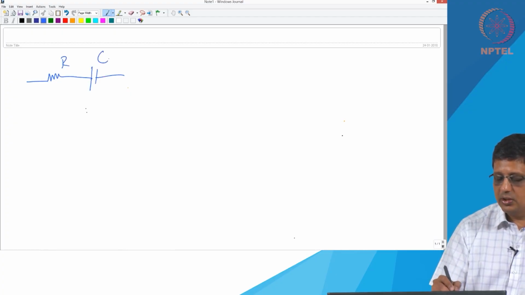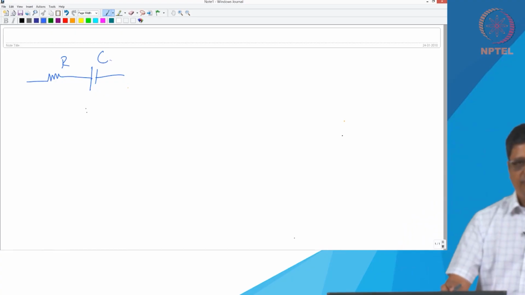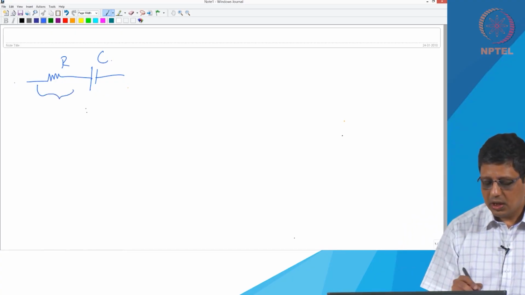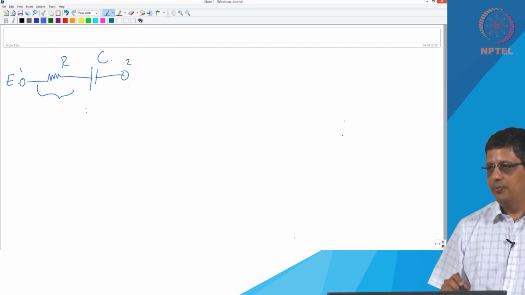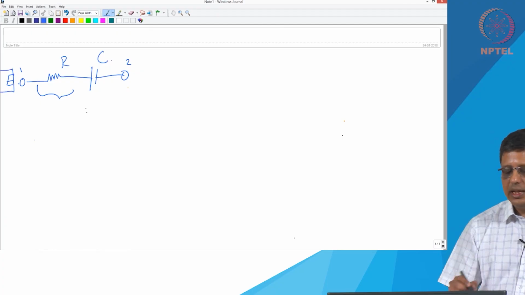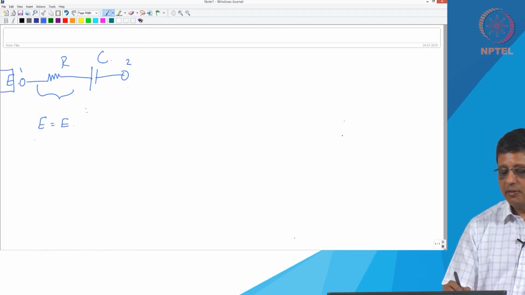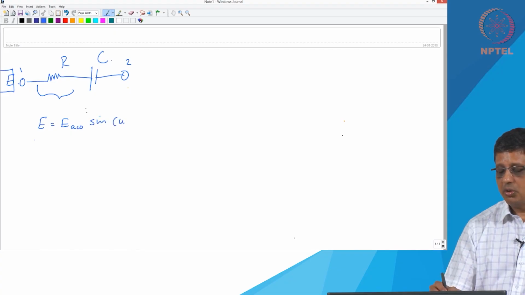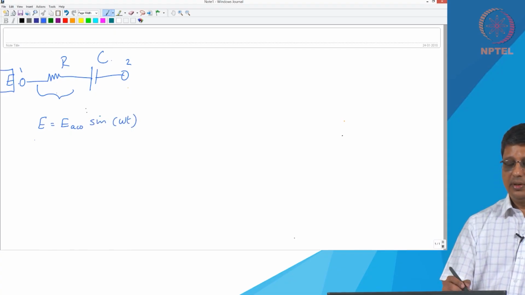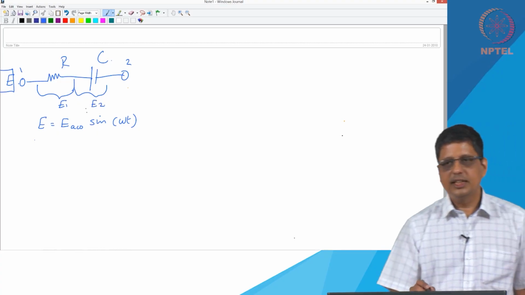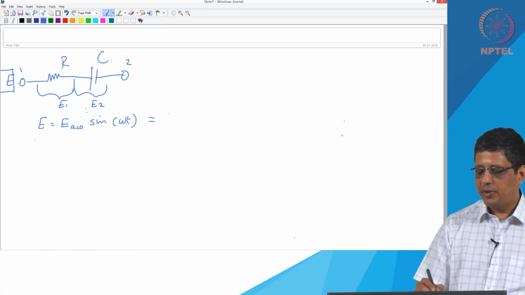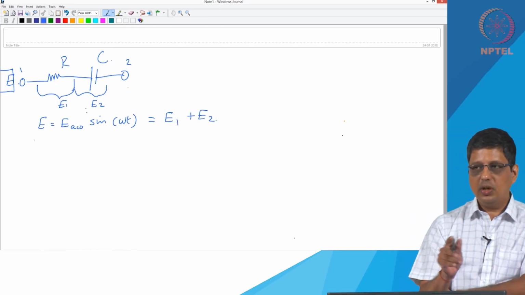When you actually look at this circuit, it looks very simple, and it is simple. Now, I apply a potential across terminal 1 and terminal 2, and that is given by the value E. We will write it as EAC 0 sin omega t. The potential drop across the resistor we call E1, and across the capacitor we call E2, and we can write the total potential drop as the algebraic sum of E1 and E2.